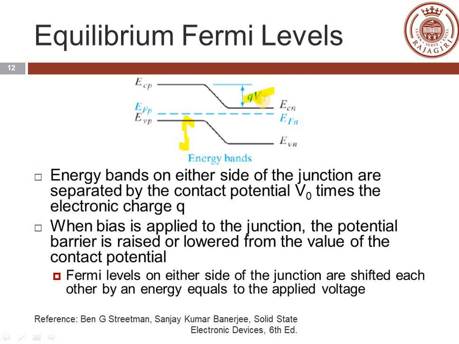When bias is applied to the junction, that is forward bias or reverse bias, the potential barrier is raised or lowered. If you apply reverse bias, your potential barrier will be raised, and if you apply forward bias, your potential barrier will be lowered from the value of the contact potential. So the Fermi levels on either side of the junction are shifted with respect to each other by an energy equal to the applied voltage.